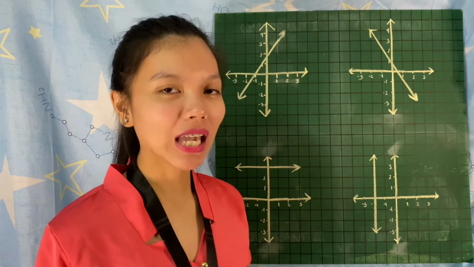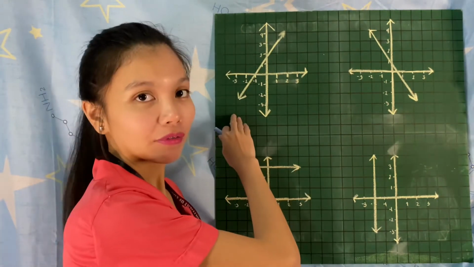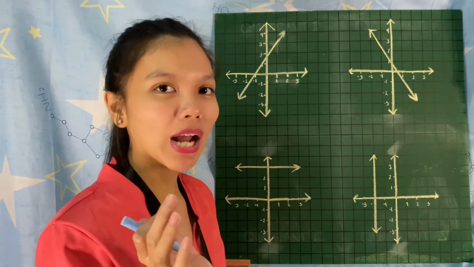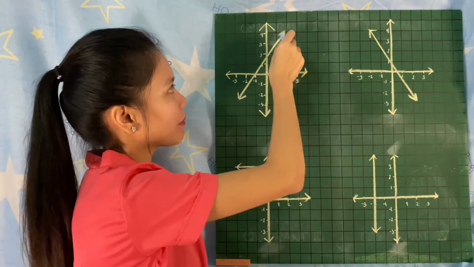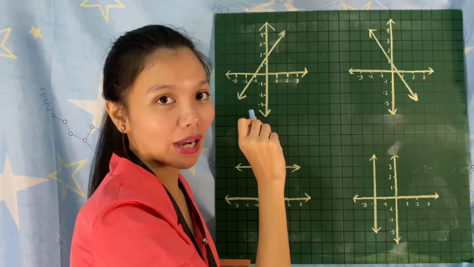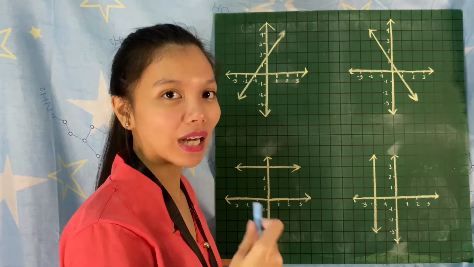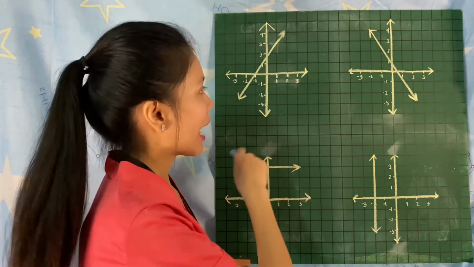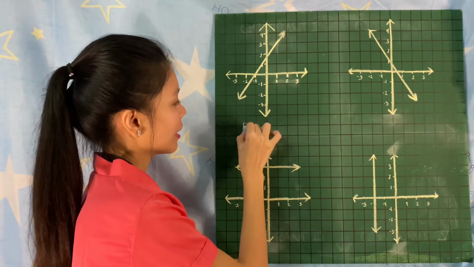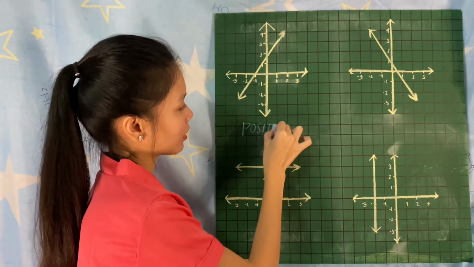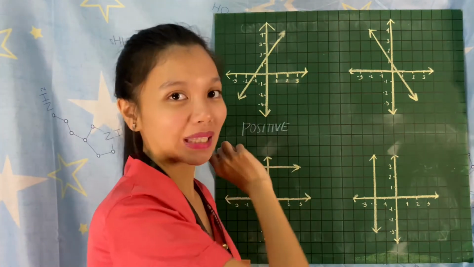Ang pagtingin at ang pagbasa sa ating graph ay from left to right. So, for our first graph, ito siya. Kung titingnan nyo siya simula sa kaliwa papunta sa kanan, it is what? Pataas. So, if the graph of a line is upward, the slope is positive. Basta yung graph niya ay pataas.